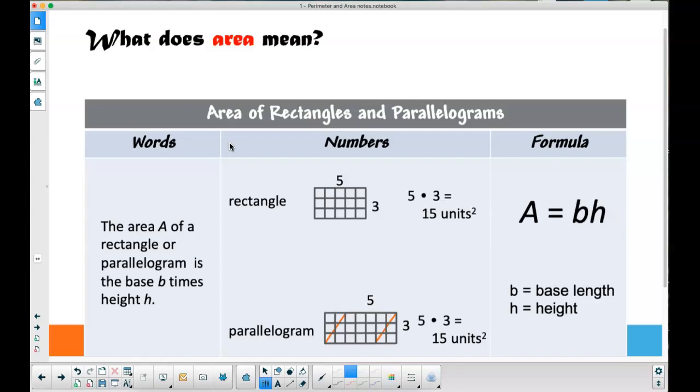What does area mean? We know perimeter is around the outside. Okay, so perimeter is around the outside. What is area? Is it like how much space it takes up? Yeah. So area means the number of squares it takes to cover the surface.